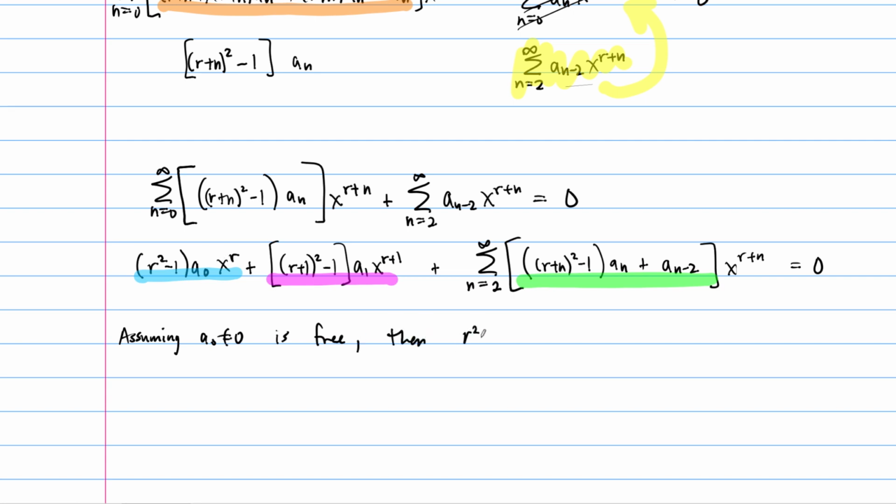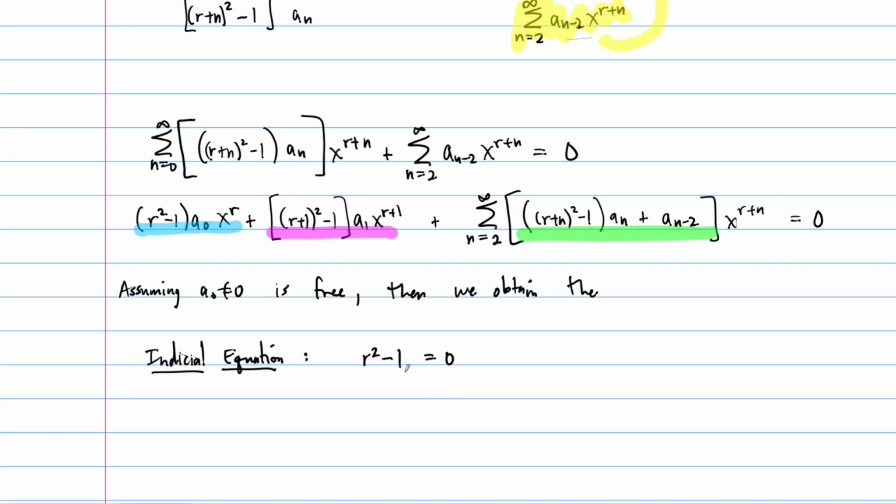Then we get what's called the indicial equation. I'm going to write that out. So then we obtain the indicial equation of the differential equation, and in this case it's r squared minus 1 must equal 0. And so this is how we get the values of r that are going to go into our solution.